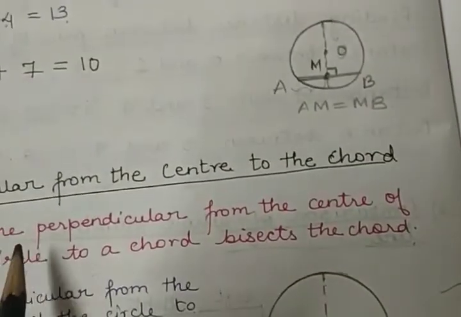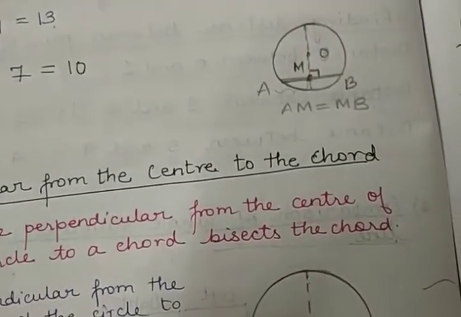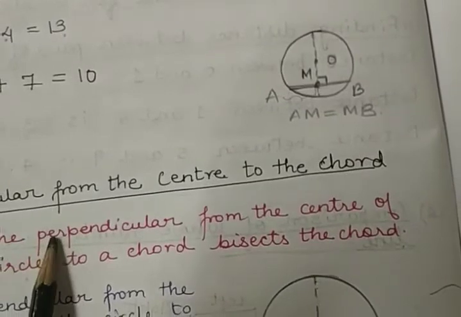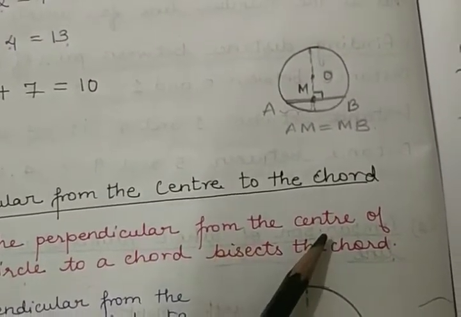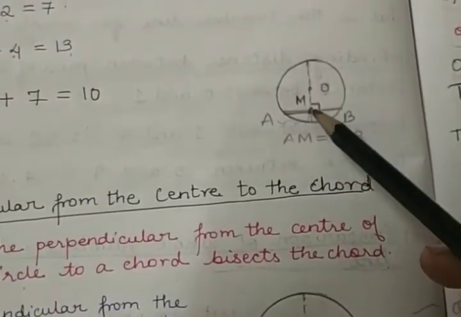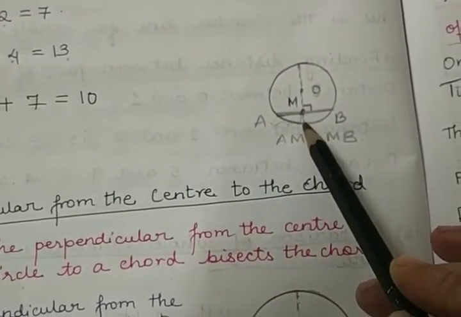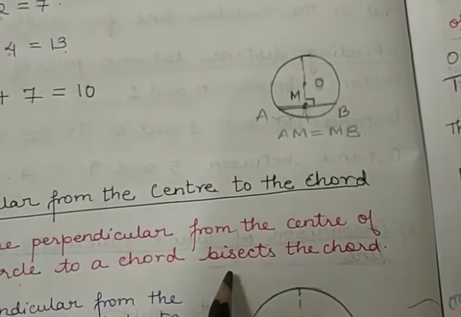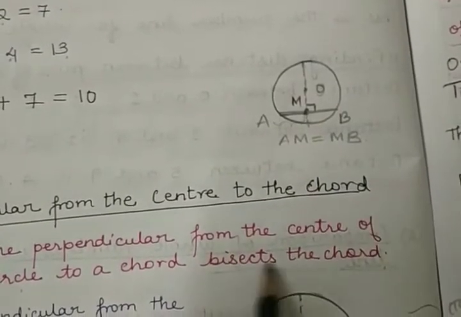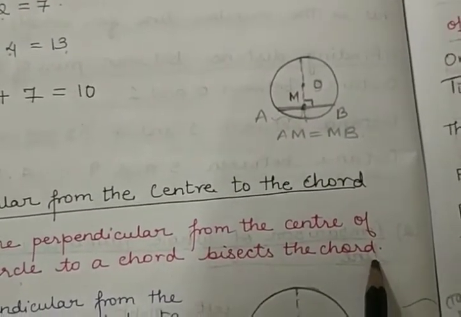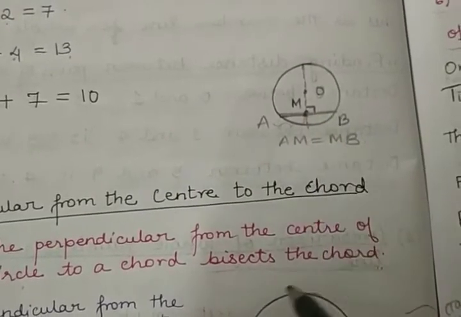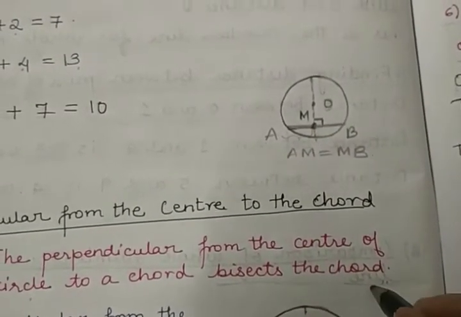So what is given in the statement of the theorem? The perpendicular from the center, which means there is already a perpendicular drawn from the center of a circle to the chord. What do you have to prove? That this perpendicular bisects the chord.